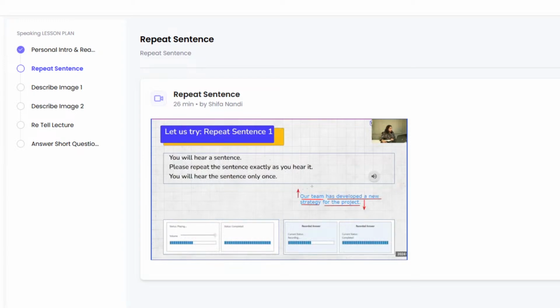Now the moment we look at this sentence, there are a few things that you need to be stressing. Our team, what is it talking about? Well, it's talking about our team. So you try to emphasize on the word team. The speaker also did that. It has developed a new strategy for the project. So for the project. So project again is getting emphasized. However, the intonation patterns are going to fall here.